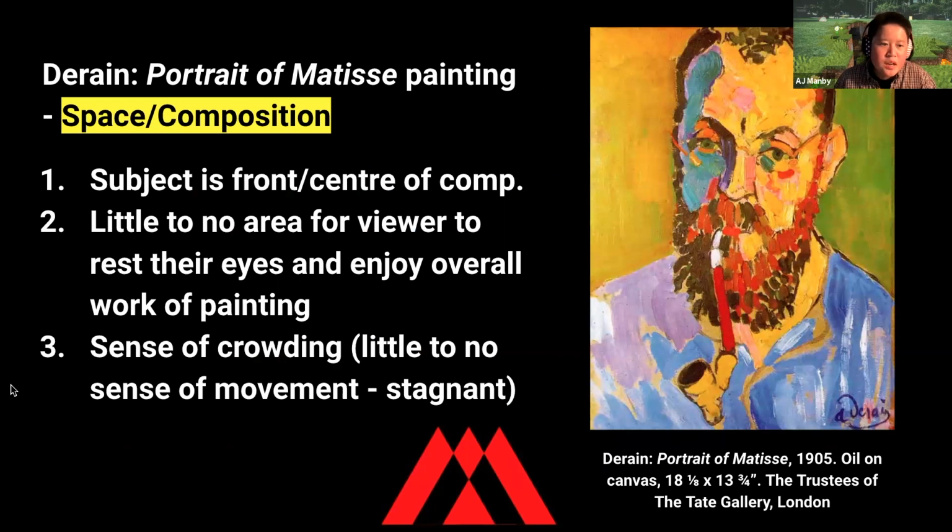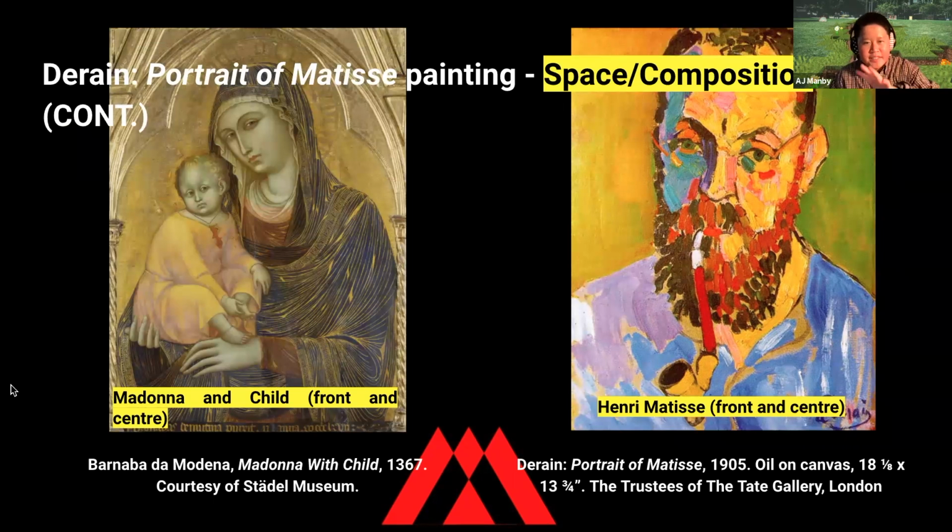And in terms of the space and composition, the subject is front and center of the composition. There's little to no area for the viewer to rest their eyes and enjoy the overall work of the painting. And there's also a sense of crowding. There's also little to no sense of movement, very stagnant. It's just there. You can't miss it. It's just in the composition, and it doesn't move your eyes around as much.